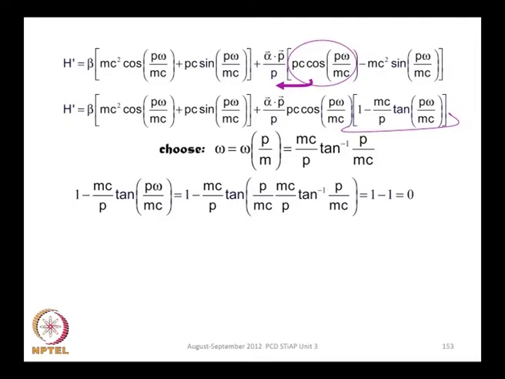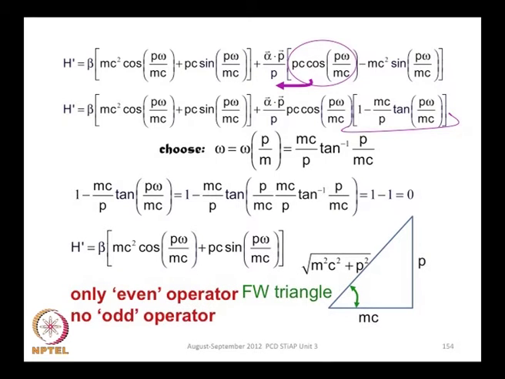So what is the choice? You choose omega to be mc over p tan inverse p over mc, because what it does to this term is throw it off. With this choice of omega, this 1 minus mc over p tangent term goes to 0. What are you left with? H prime equal to the first two terms. Where is the odd operator? It is gone, right.